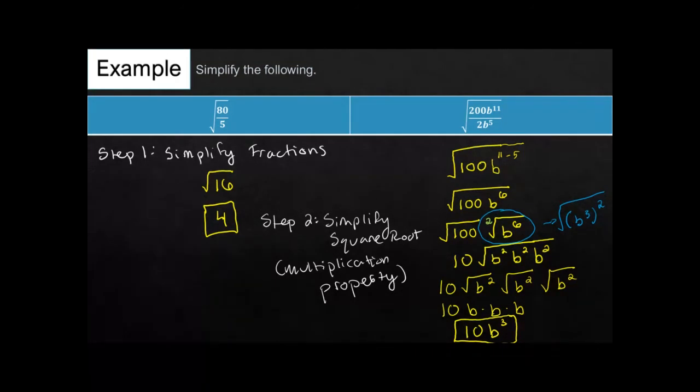So that's the most efficient way to do it, but sometimes that's harder for people to see. So I first did the b squared times b squared times b squared, so you can see that you can also get your answer that way. Any other questions?